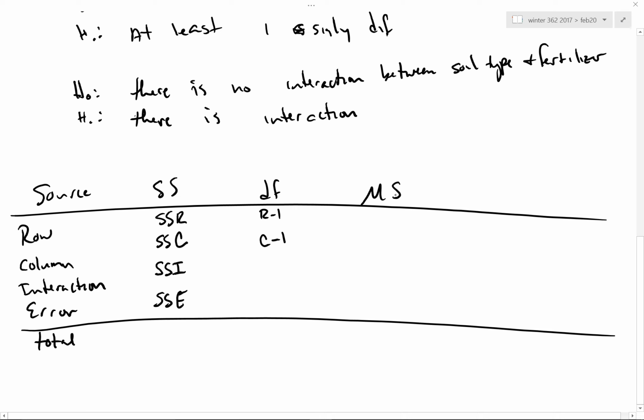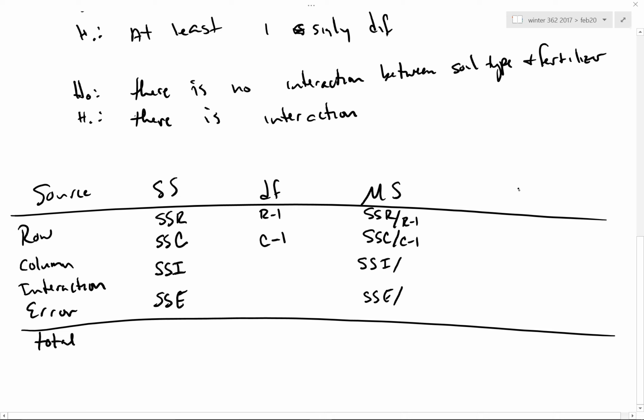Mean squares is sum of squares for the row divided by r minus 1, sum of squares for the column divided by c minus 1, and sum of squares for the interaction divided by its degrees of freedom, which I'll do in a minute, because I have to look it up since I forgot.